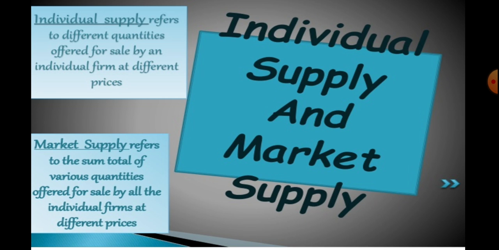Suppose there are two firms, firm A and firm B, producing or selling ice cream. Then the sum total of the quantities of ice cream offered by firm A and by firm B corresponding to different price levels of the commodity will indicate market supply.